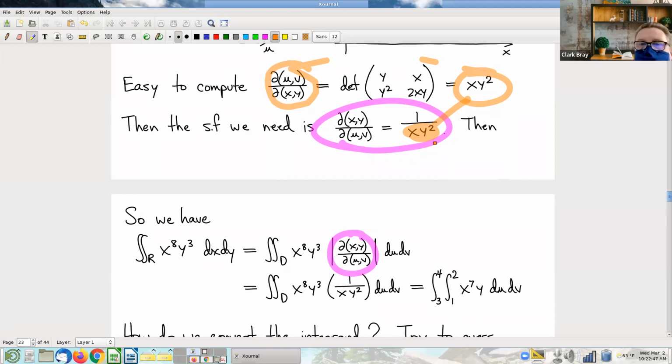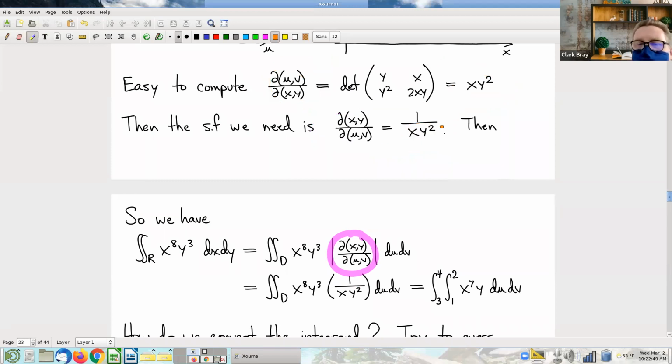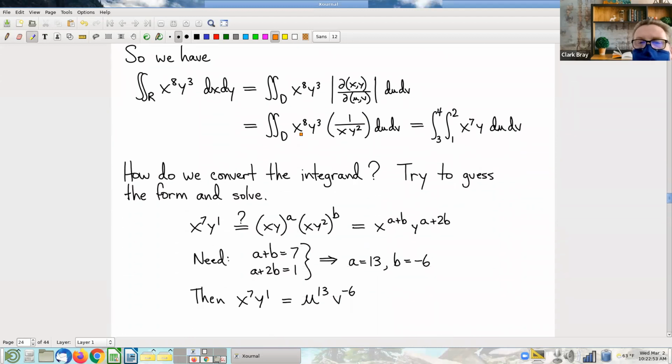Okay. All right. And then we get to this business about how do you actually do it. Once you write all that down and you have yourself a new integral, this is an integral in the UV plane. Well, yeah, but how do I figure out what that integrand is? I do need to rewrite that integrand in terms of u's and v's, because I need to evaluate this integral, which is a du dv integral.